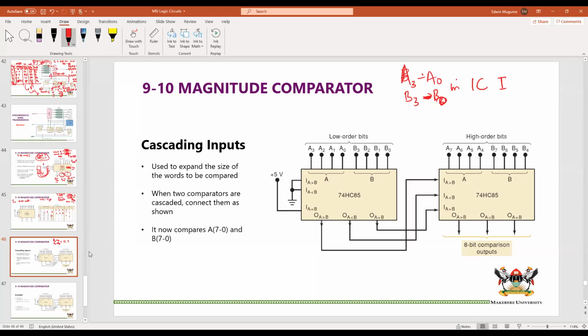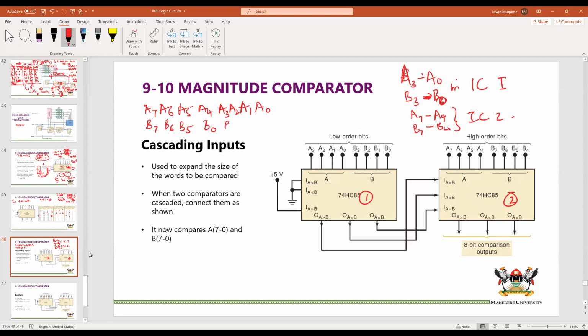And then you compare A7 to A4 and B7 to B4 in IC2. This being IC2, this being IC1. Now, when we are comparing these, we can see A7, A6, A5, A4, all the way to A naught. Let me call A2, A1. And this will be B7, B6, B5, B4, B3, B2, B1, B naught.